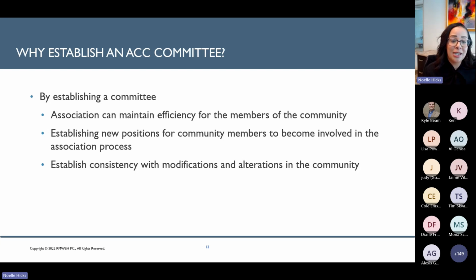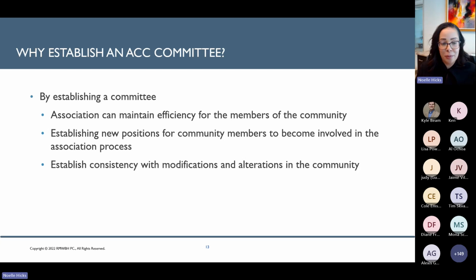But also what it does is it establishes some new positions for community members to help with that engagement in the community, because as I mentioned, that's something that's lacking, and that's something that we've been hearing across the board. So in addition to maintaining efficiency for members of the community, it also establishes some consistency with the modifications and alterations in the community.